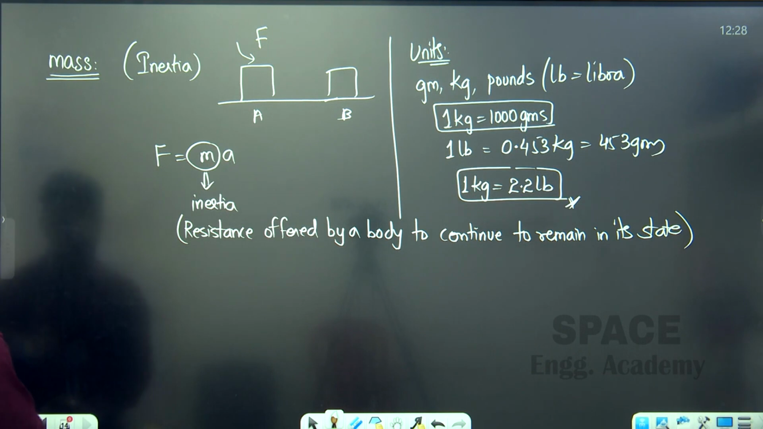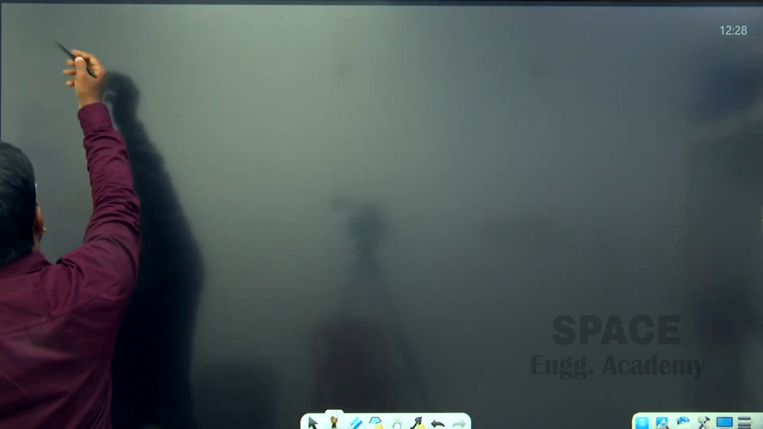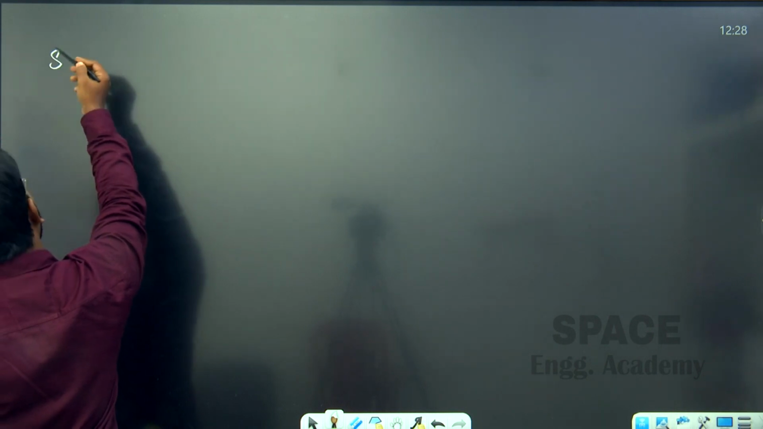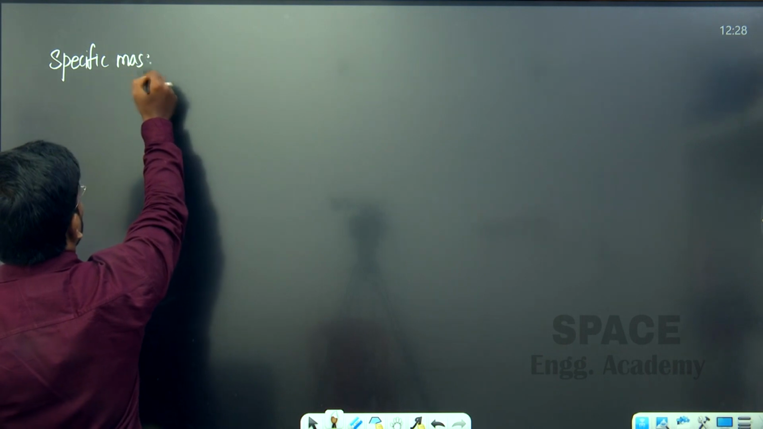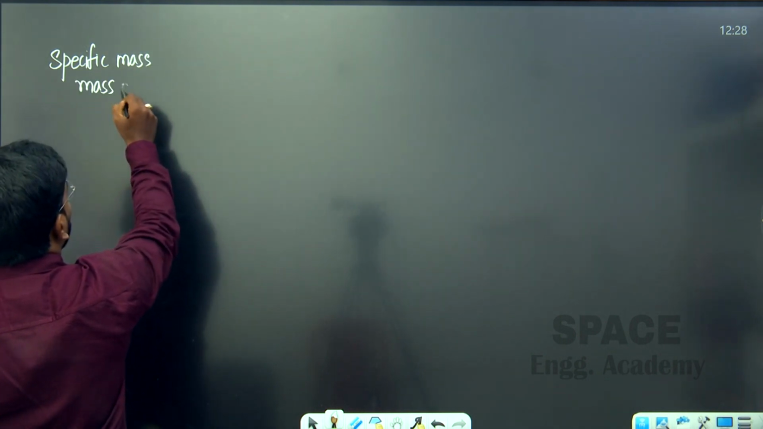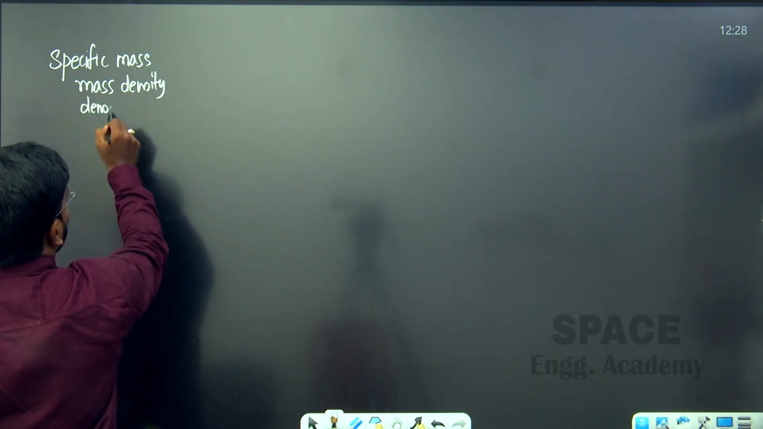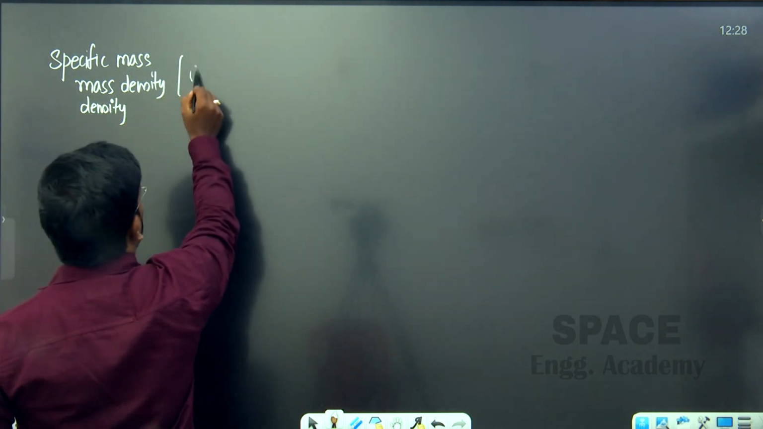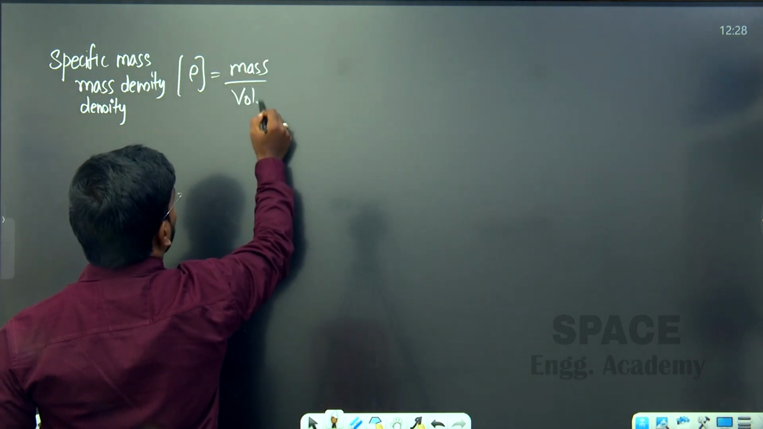Let us discuss now the next property, that is mass specific volume. Specific mass, first specific mass, then we will discuss about specific volume. Specific mass, mass density and density. It is denoted by symbol rho. The formula is mass by volume.